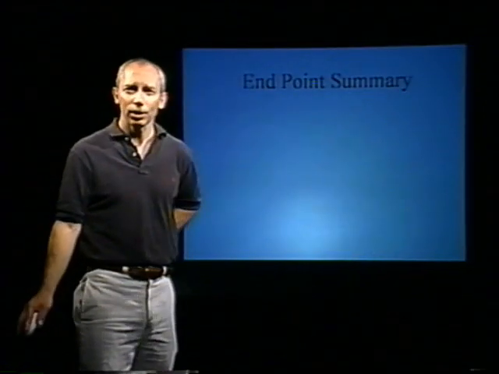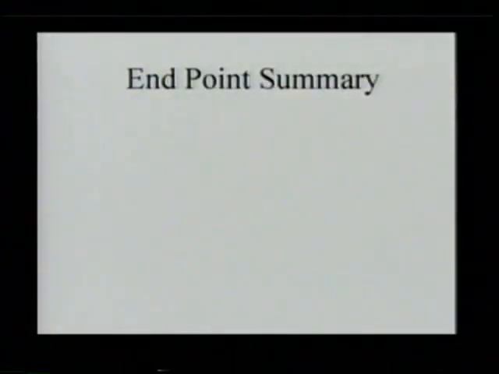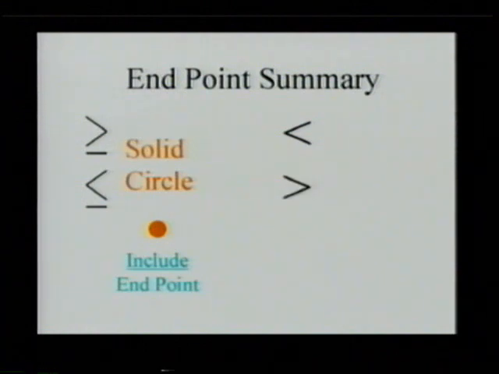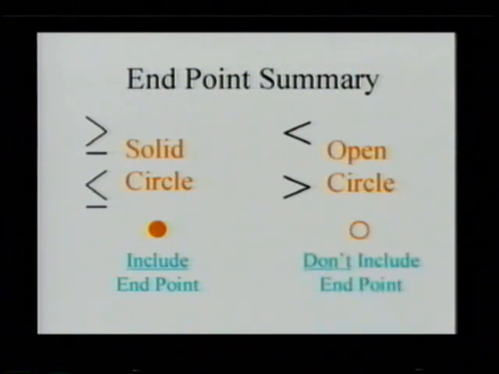We also covered graphing inequalities. You may remember the endpoint summary. When we have greater than or equal to or less than or equal to, we have a solid circle, basically a dot, because that means we want to include the endpoint. And when we have a less than or a greater than, meaning not equal to, we're going to have an open circle, or an open dot, which means we don't want to include the endpoint.